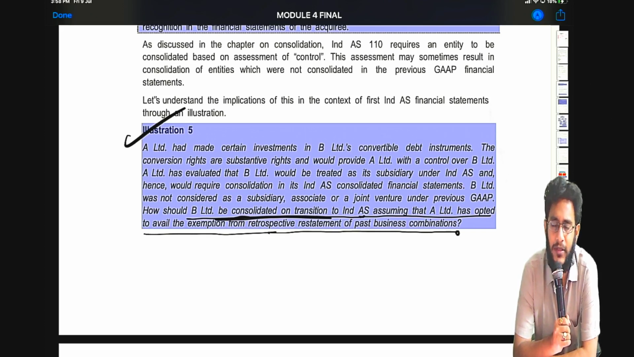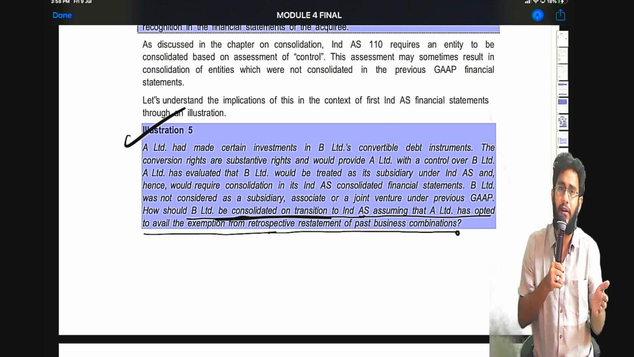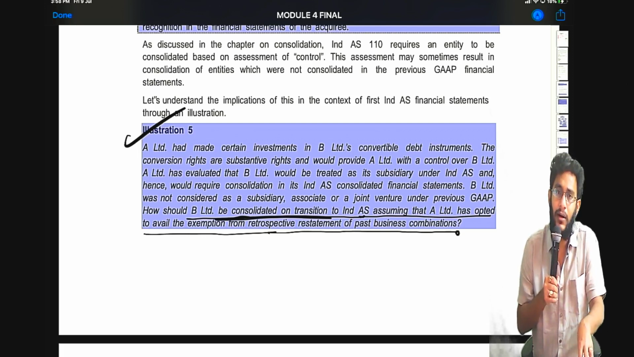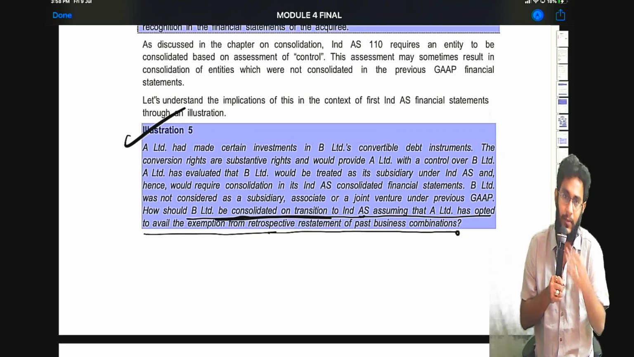Practically, forget about the exemption. Normally, if I ask to apply Ind AS retrospectively, what should you do? From the date of acquisition, when you acquired that controlling power in B Limited, on that day onwards, which is treated as the date of acquisition, had you prepared consolidated financial statements year after year, today, what will be the consolidated financial statements position as on today that you have to draft? Correct? So that is the original retrospective treatment.